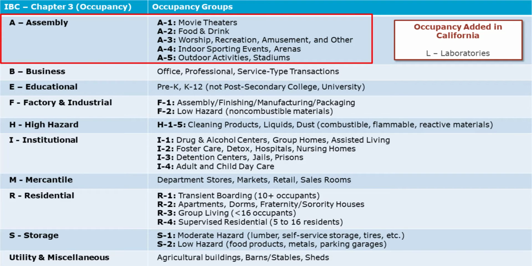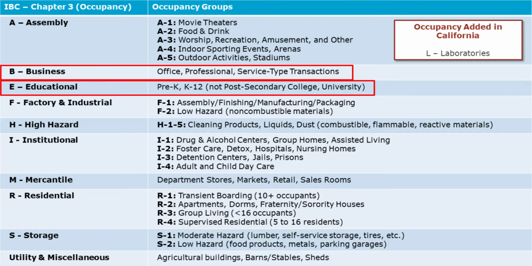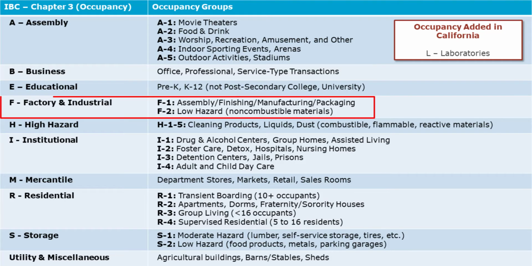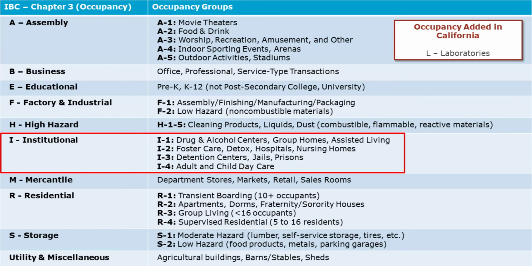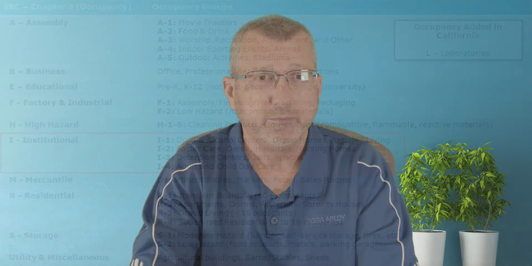An assembly, we think about going to a concert, going to a sporting event, even some type of big conference where you go into a big conference room at a hotel. Businesses, educational facilities. Education will be broken into two different categories, as you're going to find shortly. Factories, high hazard places that deal with chemicals and maybe hazardous materials we have to be aware of. Institutional, think about going into a hospital, a medical clinic, even a daycare center. Believe it or not, even a daycare center can fall into that institutional category.